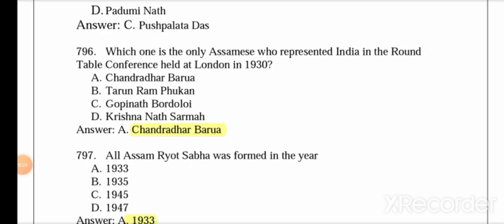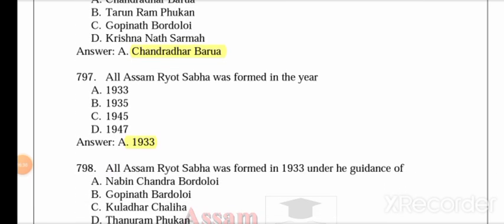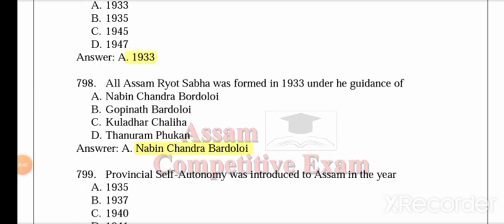And who is the only Assamese who represented India in the Round Table Conference held at London in 1930? It was Chandradhar Barua. All Assam Raiyat Sabha was formed in the year 1933. All Assam Raiyat Sabha was formed under the guidance of Nabin Chandra Bordoloi.